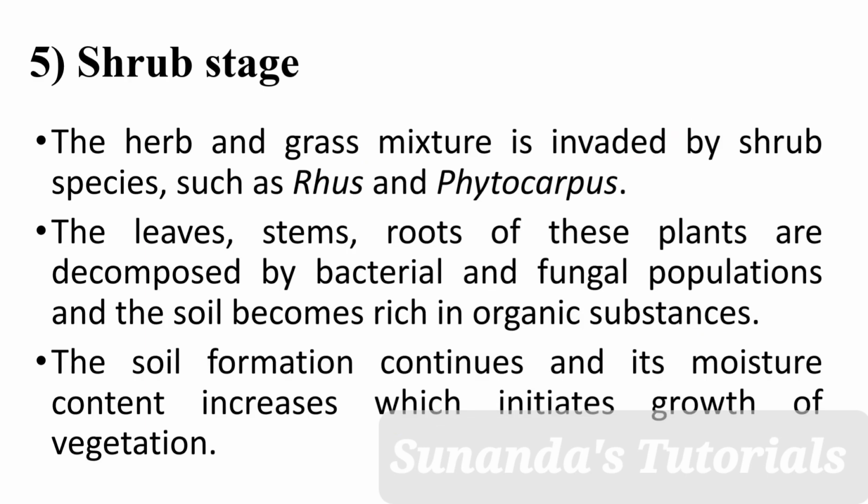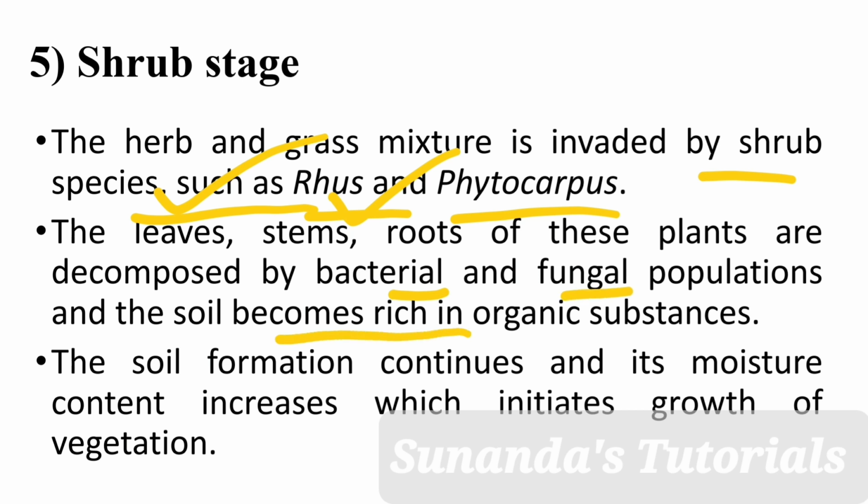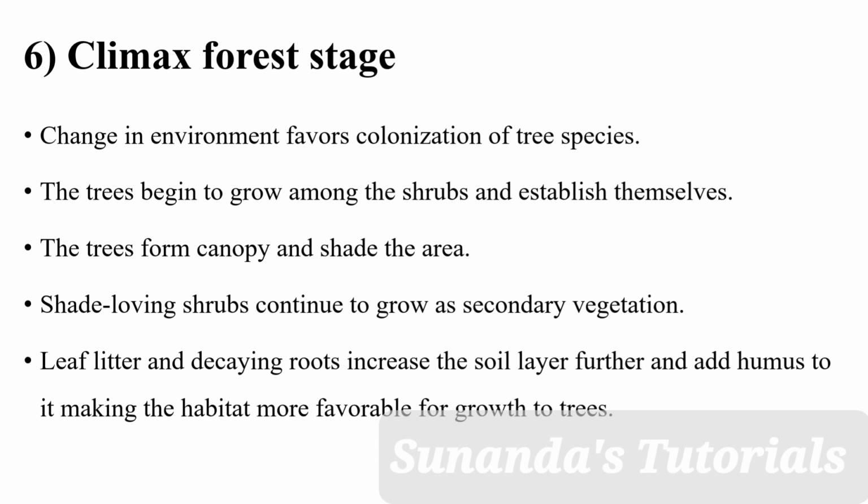Then the shrub stage. The herb and grass mixture is invaded by shrub species such as Rhus and Phytocarpus. The leaves, stems and roots of these plants are decomposed by bacterial and fungal populations. Soil becomes rich in organic substance. The soil formation continues. As I have already told, this succession starts with a bare rock, but by this step soil formation has already started, and its moisture content also increases, which initiates the growth of vegetation. Then after the shrub stage, the final or climax forest stage appears.